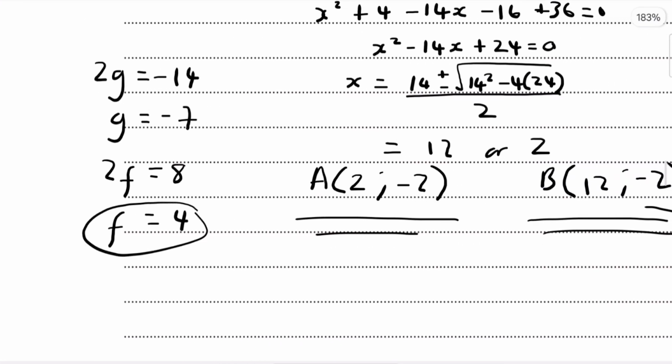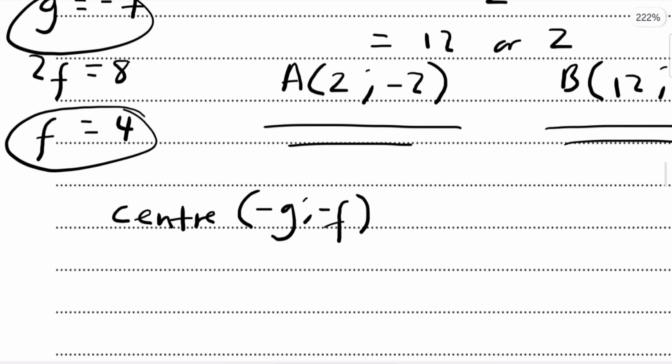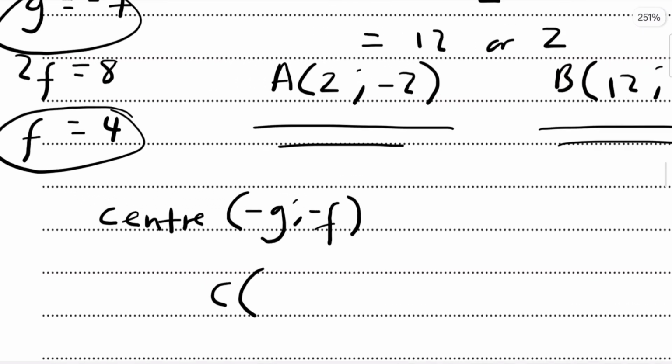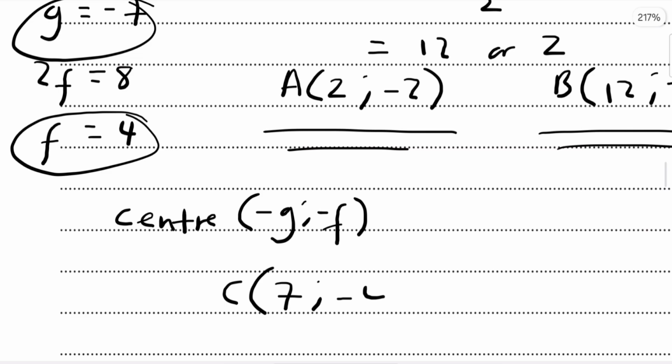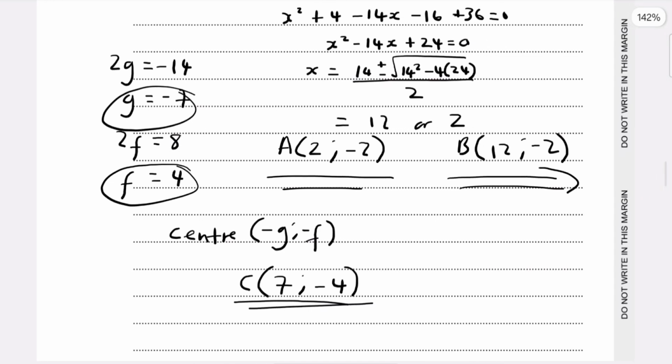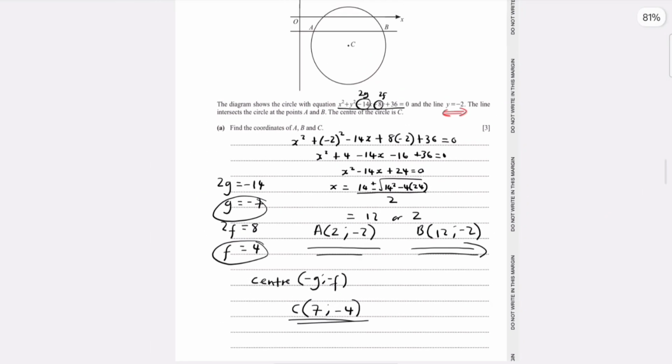Right, now with these, we know the center is (minus g, minus f). So the coordinates for C, which is our center, will be minus g, which is minus minus 7, which is 7, and minus f, which is minus 4. Right, and these will be our coordinates for A, B, and C.